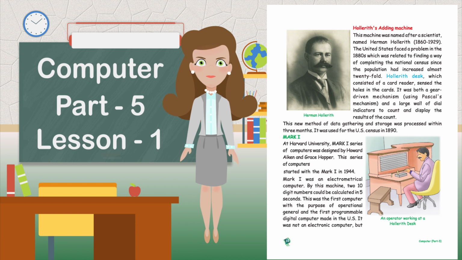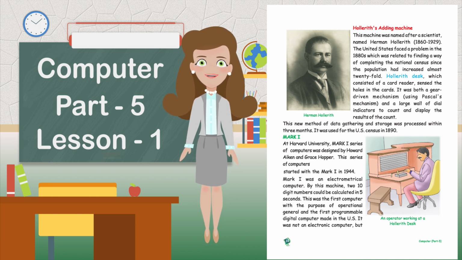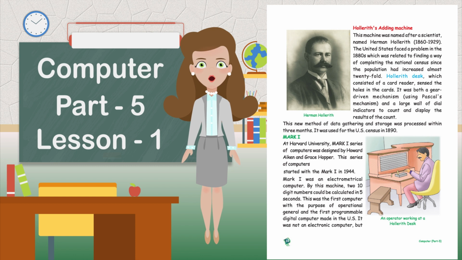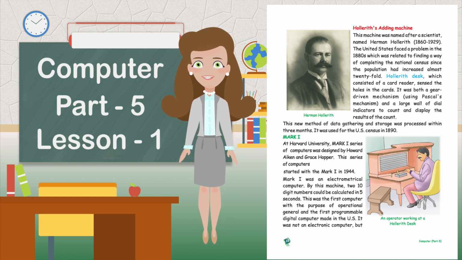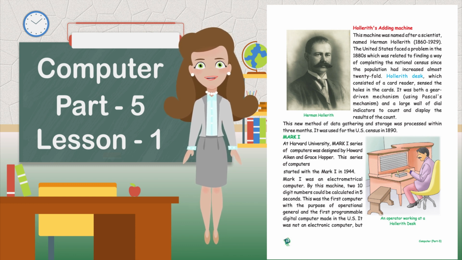Hollerith's adding machine. This machine was named after a scientist named Hermann Hollerith, 1862-1929. The United States faced a problem in the 1880s which was related to finding a way of completing the national census, since the population had increased almost 20-fold.